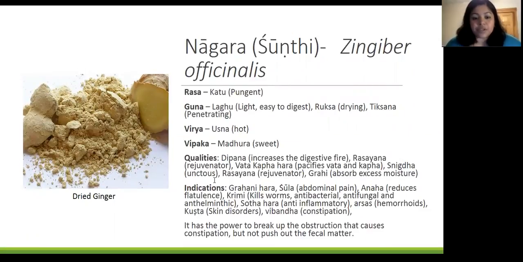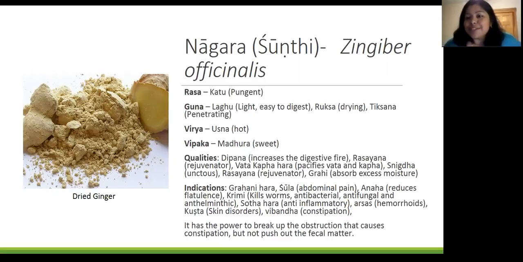Fresh ginger is spelled A-D-R-A-K-A, adraka, and you have the spelling here for Shunti or Nagara. The indications here, again, are Rasayana, a rejuvenator, and also Grahi, it absorbs moisture. The indications again are for Grahani, for abdominal pain, for flatulence, for krimi. It's again anti-inflammatory, which we all know quite well. Ginger does do that. Dried ginger is even more effective as an anti-inflammatory than fresh ginger.